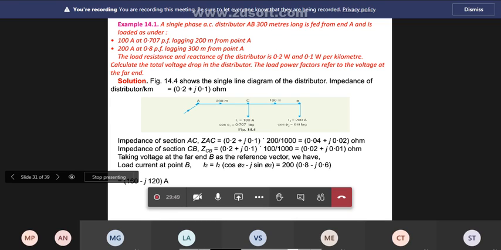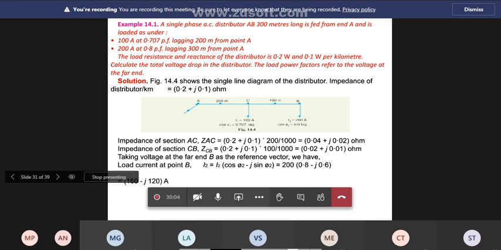Next, 200 amperes at 0.8 power factor, 300 meters. 300 meters is nothing but the dead end, that is at B. I2 is equal to 200 amperes, 0.8 power factor, right?